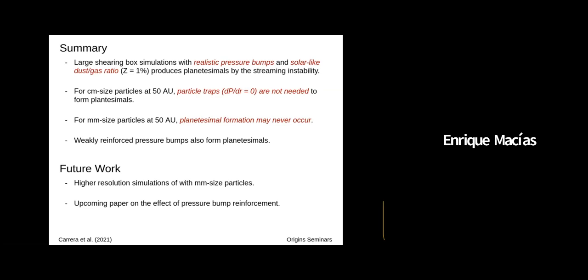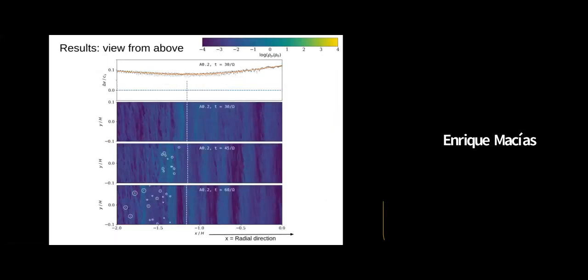Very nice results. So I'm wondering what would happen if you did the same study at 10 AU or 1 AU, for example. Would the millimeter particles be able to form planetesimals? How would that difference in size of the particles change regarding their ability to form planetesimals?